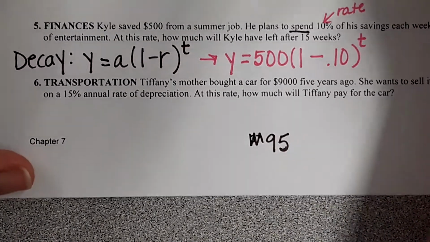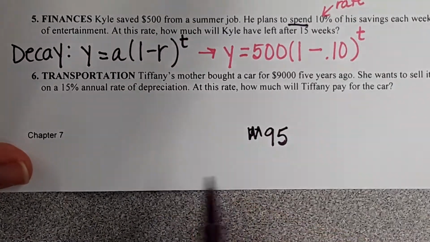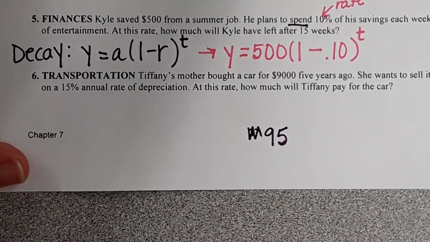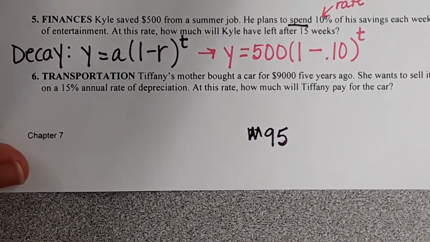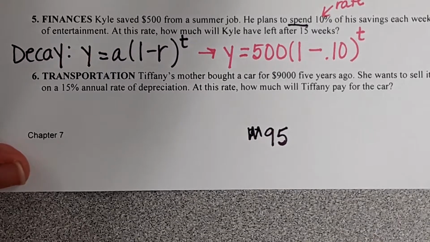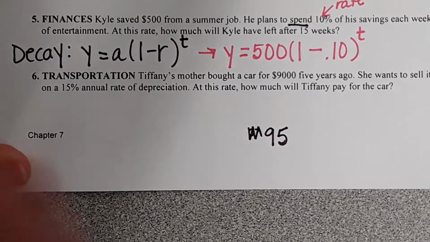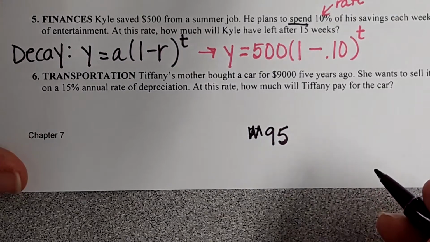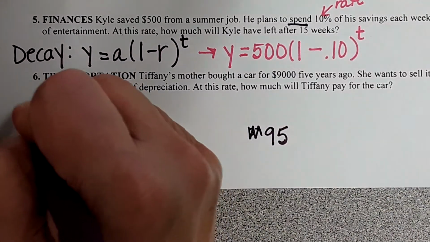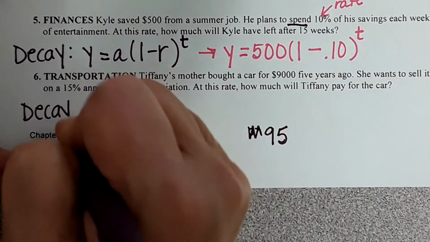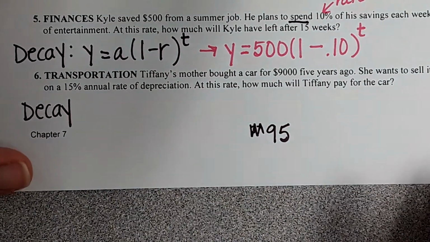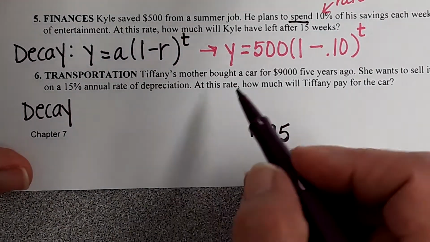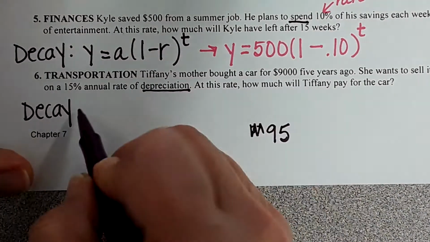Transportation, last problem. You guys are doing a good job. Tiffany's mother bought a car for $9,000 5 years ago. She wants to sell it to Tiffany based on a 15% annual rate of depreciation. At this rate, how much will Tiffany pay for this car? So, growth, decay, or compound interest? What word gave it away that it was decay? Yeah, it says depreciation. Okay?